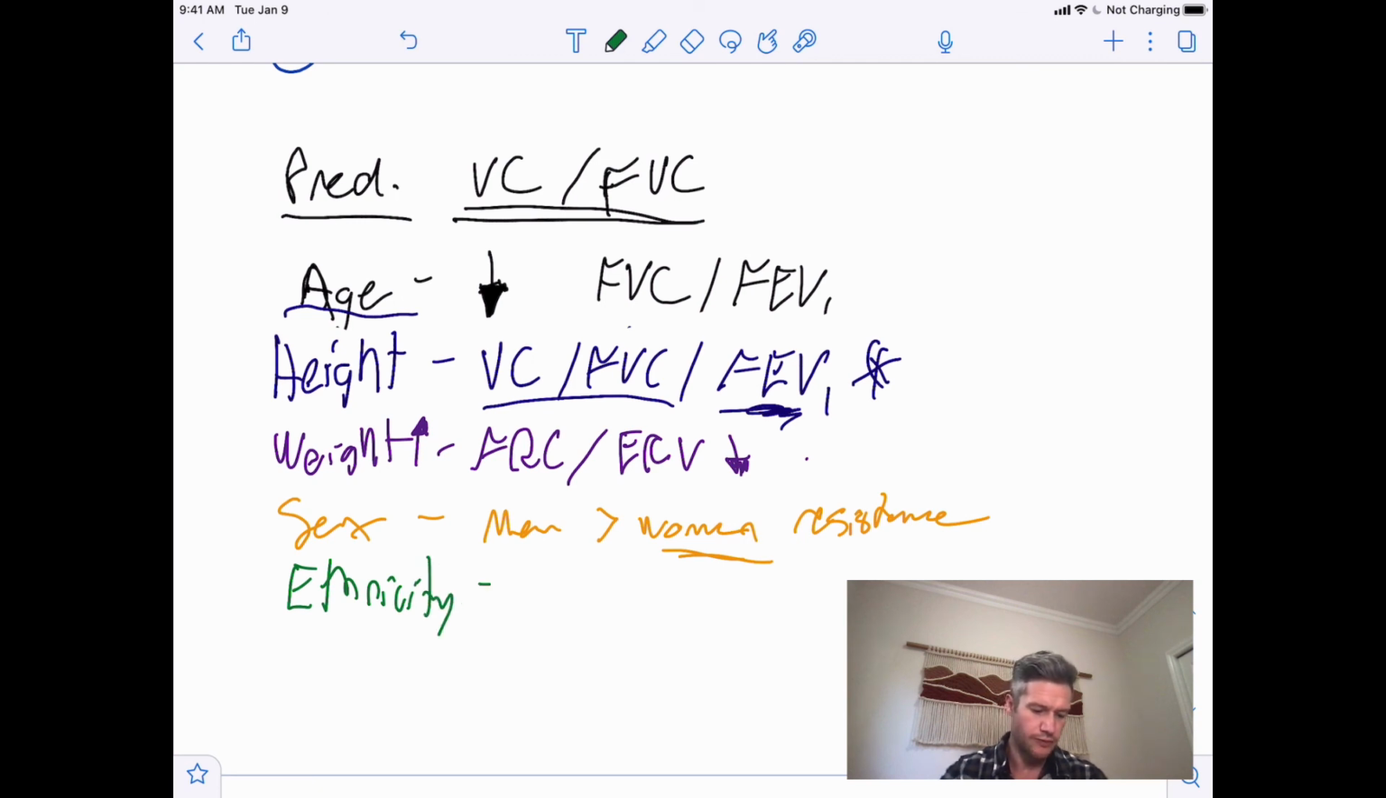And last but not least, even with all of these more demographic or anthropomorphic kinds of measures, ethnicity still needs to be considered, as there are differences between ethnic groups, and you'll see that there's a selection on the spirometer itself. Okay. Yeah. All right.